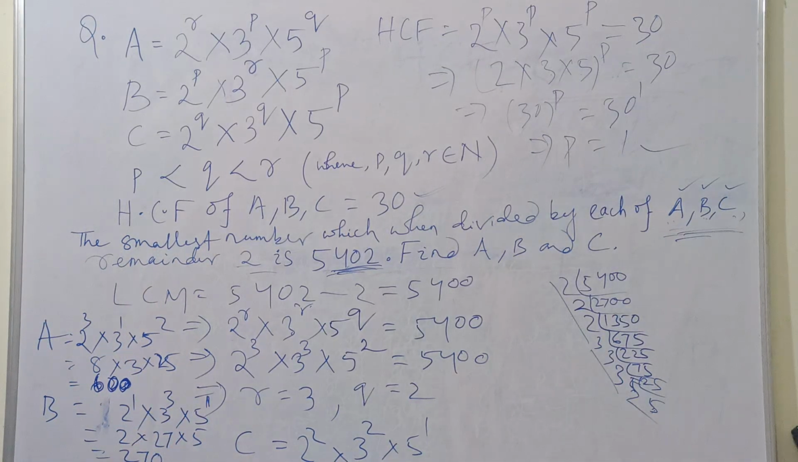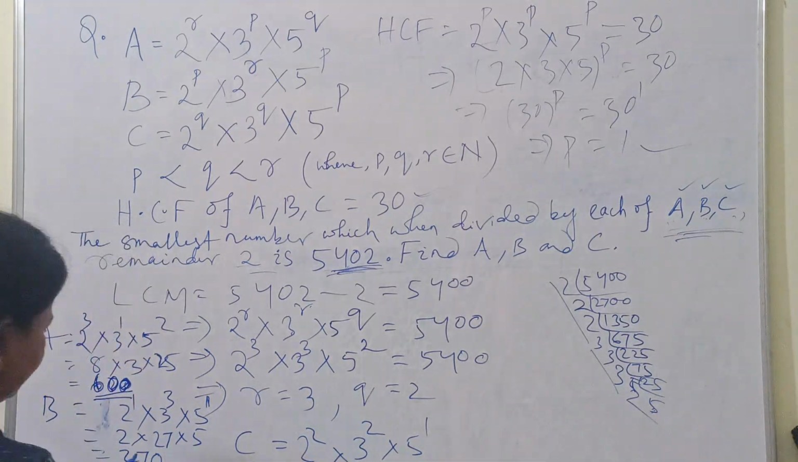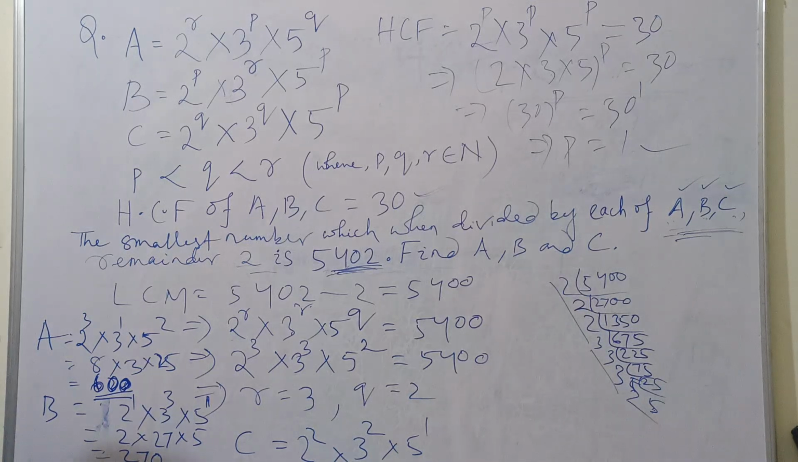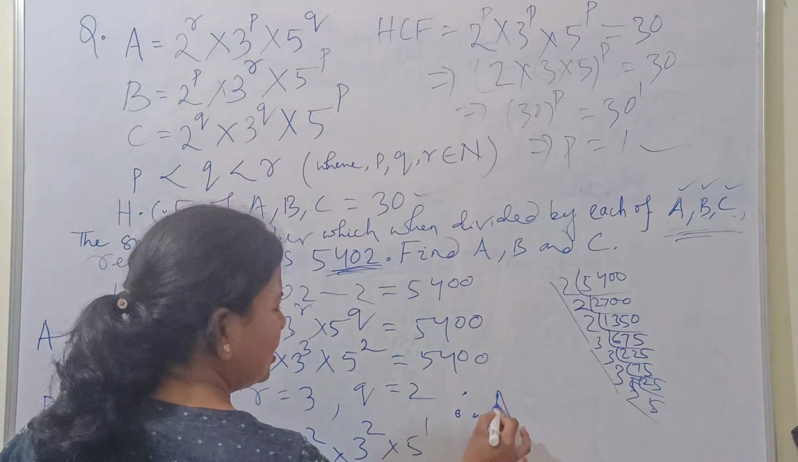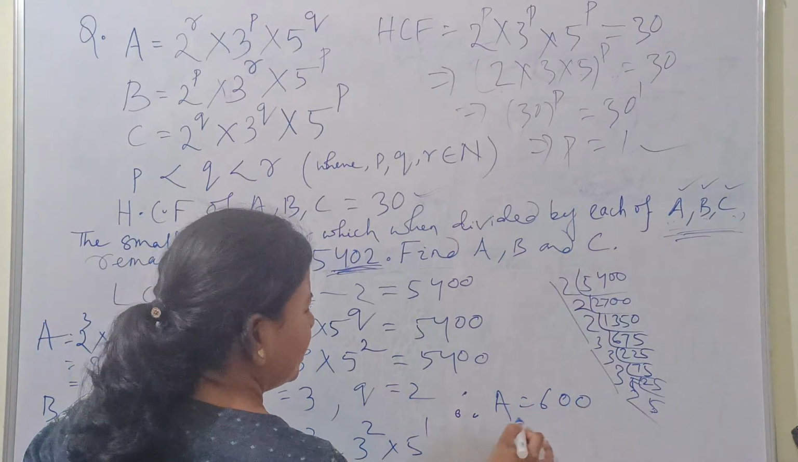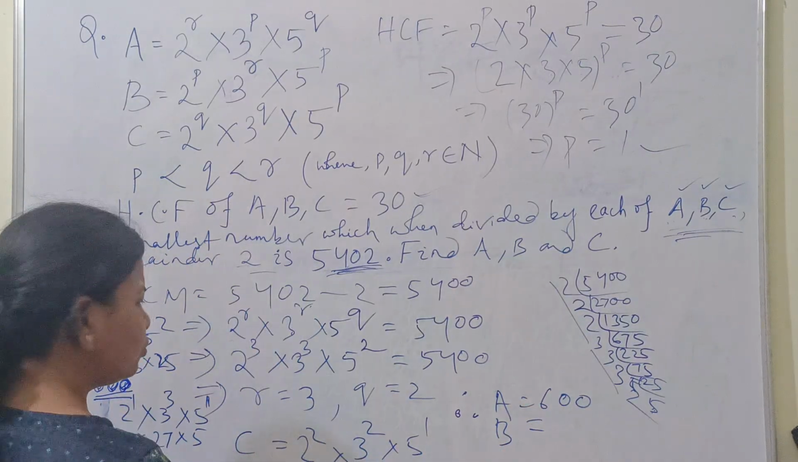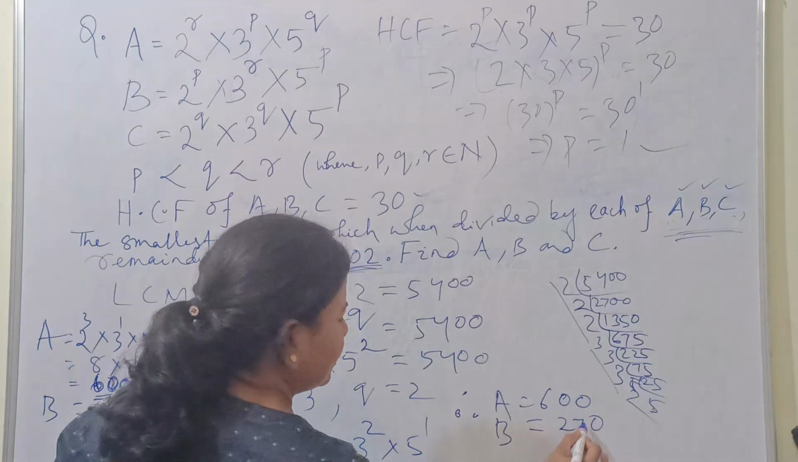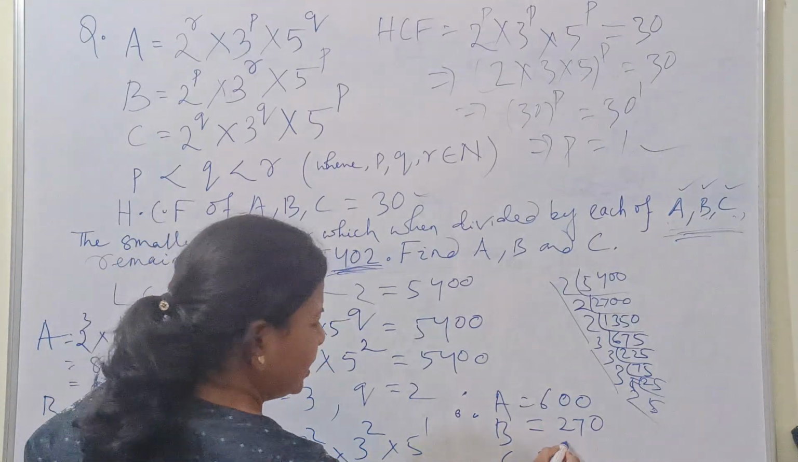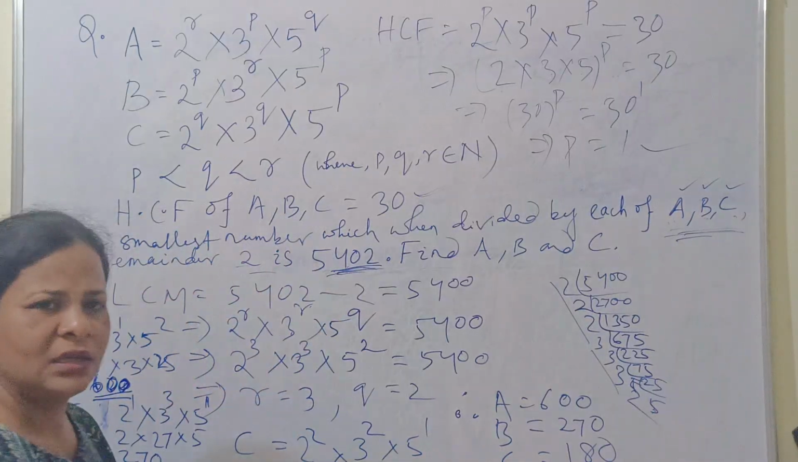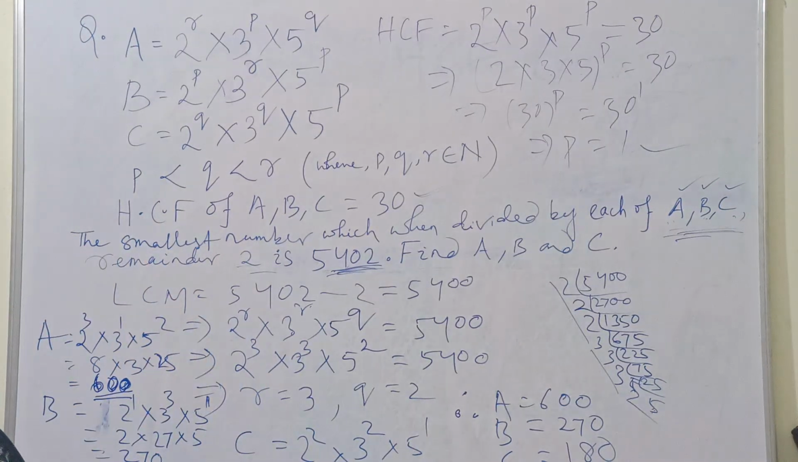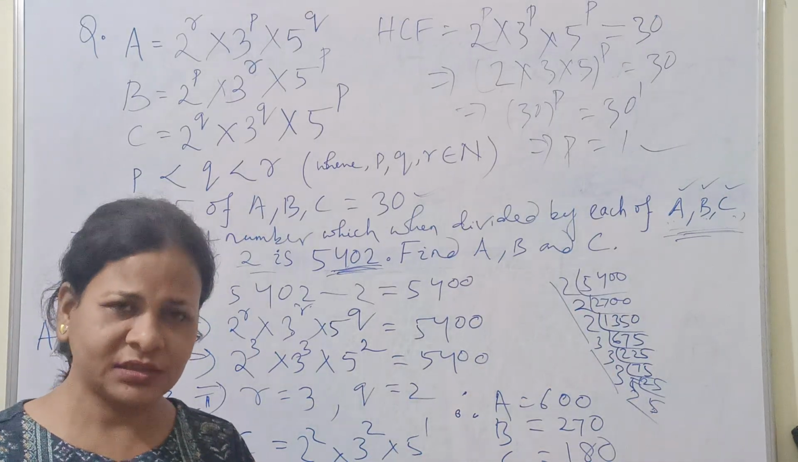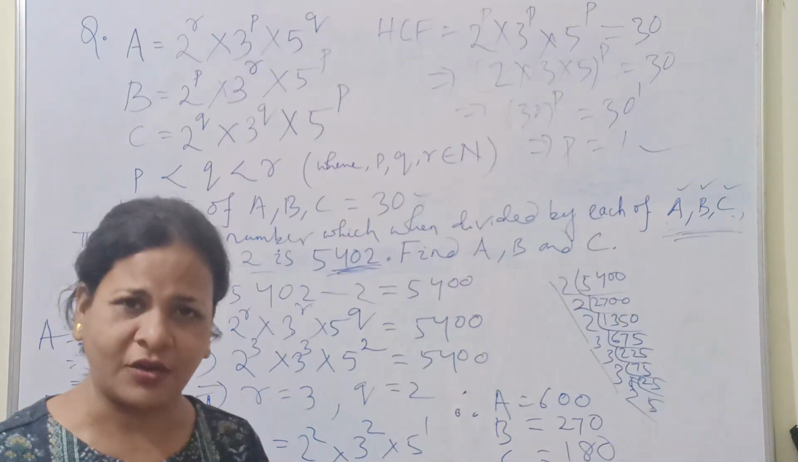So what are the values of A, B and C? A equals 600, B equals 270, C equals 180. This is your answer. So this way we can solve this type of questions. I think it's quite easy to understand this question now. Hope you understand it.